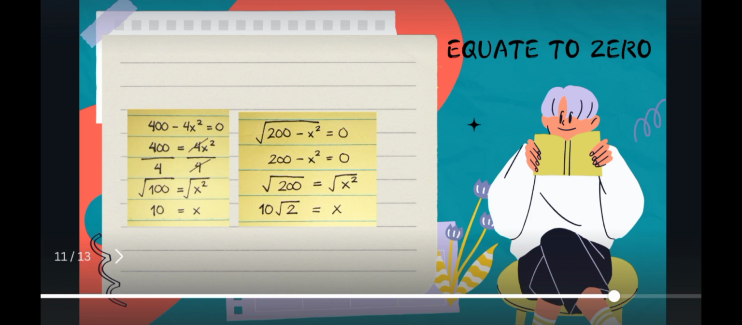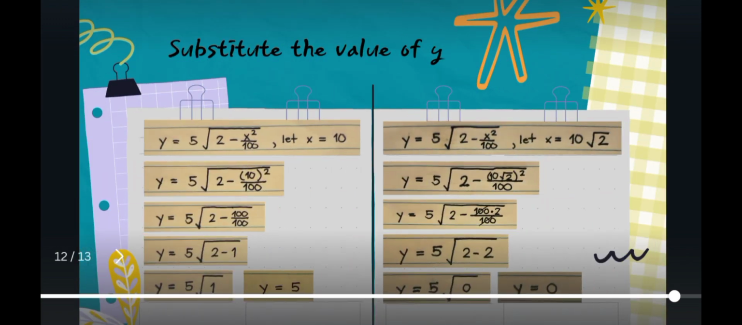We will substitute both of it to the equation of y so that we will get the length and the width of the maximum possible area of the rectangle. So let's first use 10 as the substitution for x. So y is equals to 5 square root of 2 minus 10 squared over 100. It will be 5 square root of 2 minus 100 over 100. Simplify 100 over 100, it will become 1. 2 minus 1 is equals to 1. So y is equals to 5 square root of 1, or y is equals to 5.